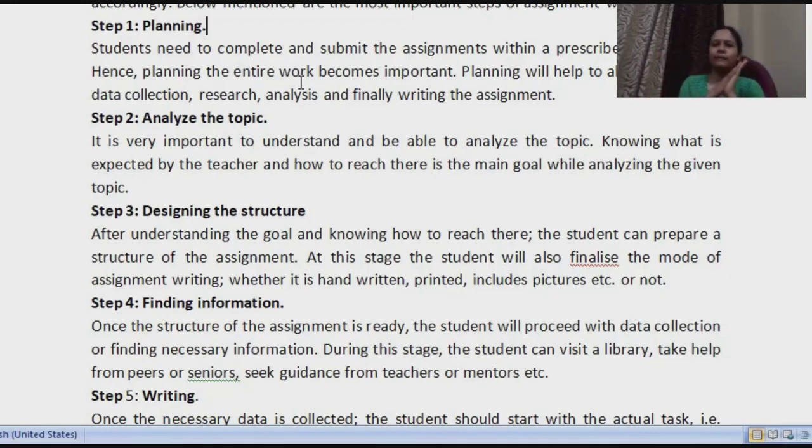Day after tomorrow, maybe you will go to the library and collect some books. After that, you will see what is relevant. Then you will write it down. Then you need to get printouts. All those things you need to take care of, right?